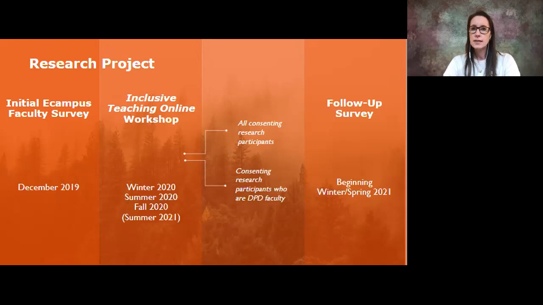So the first stage in our project was we began it with a survey to all of our Oregon State Ecampus faculty in December 2019, which helped us to understand how much value faculty place on various inclusive teaching approaches and how much confidence they have in applying those approaches. Responses to that survey were anonymous.